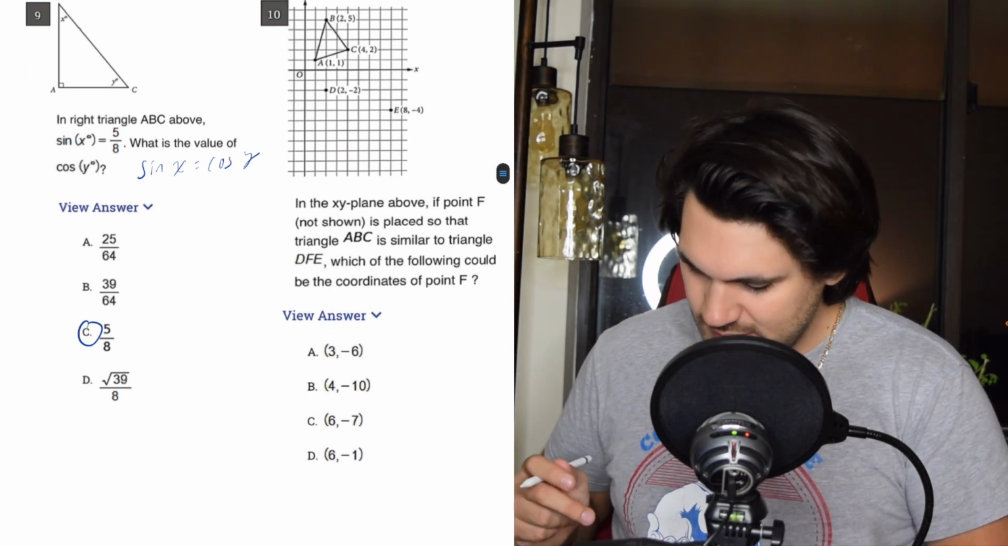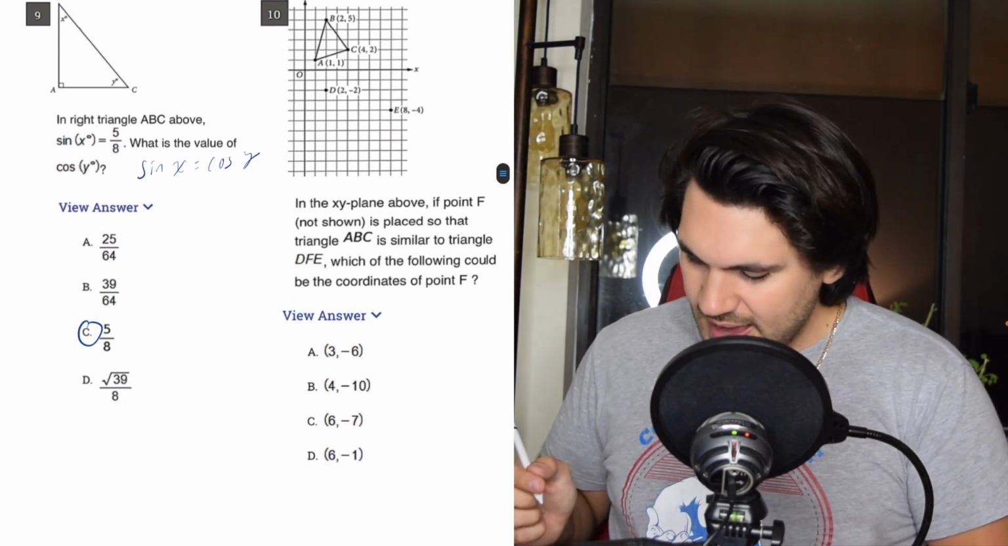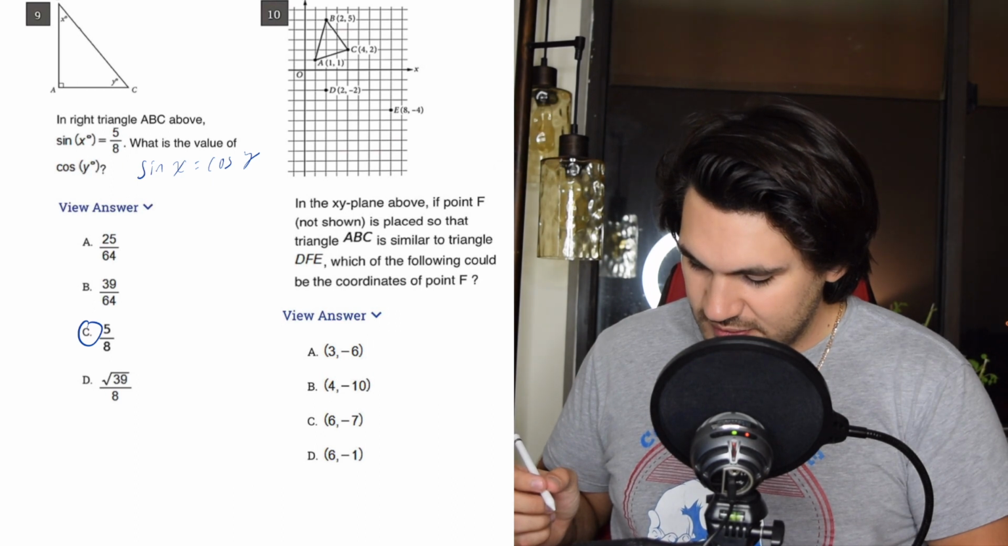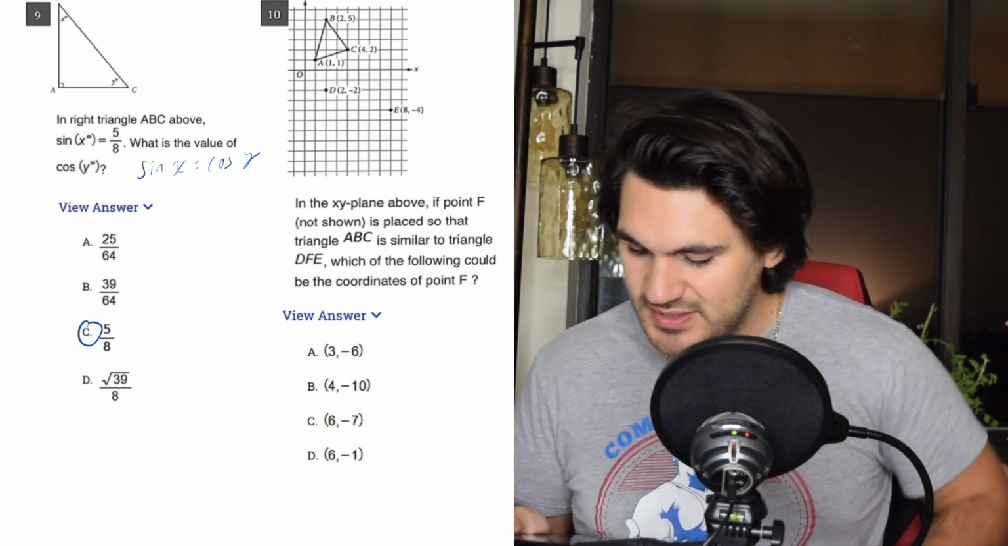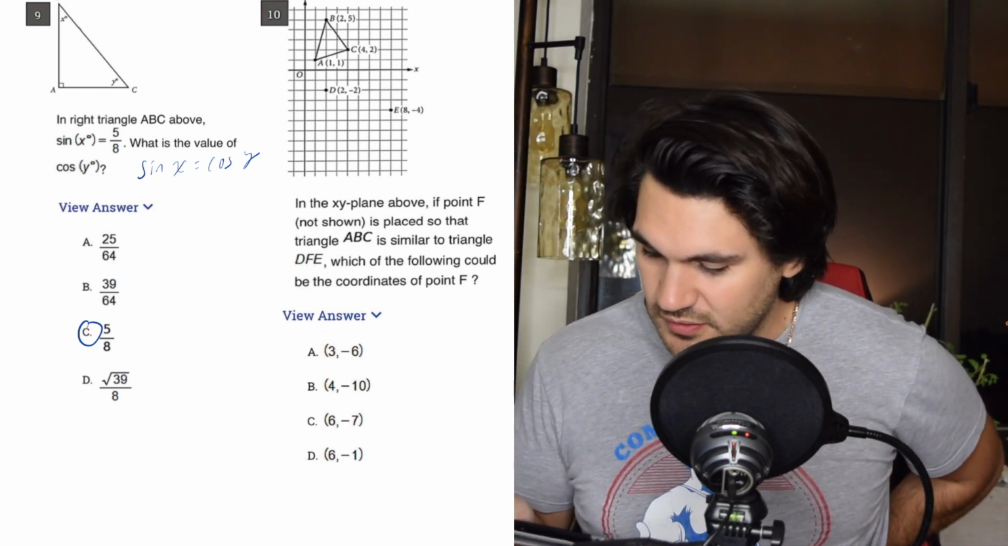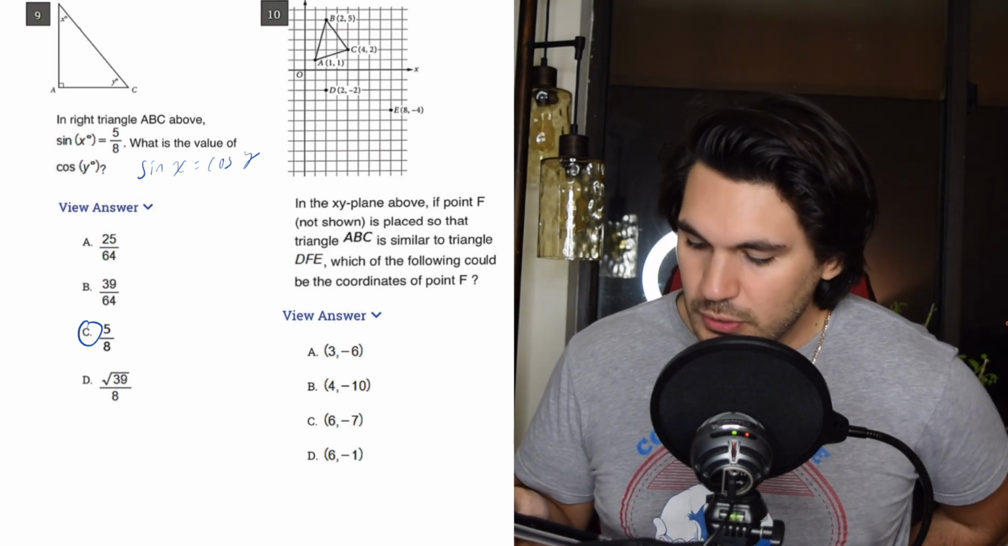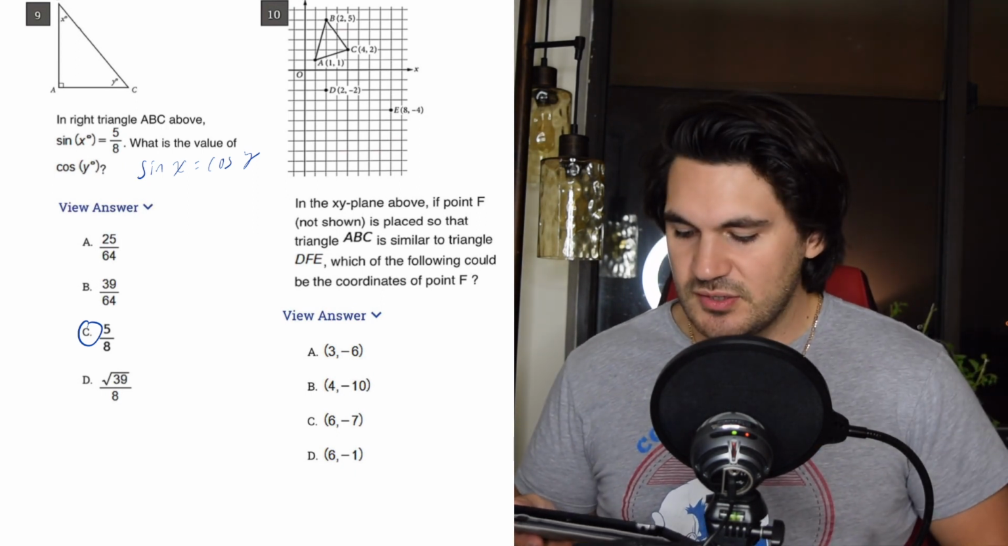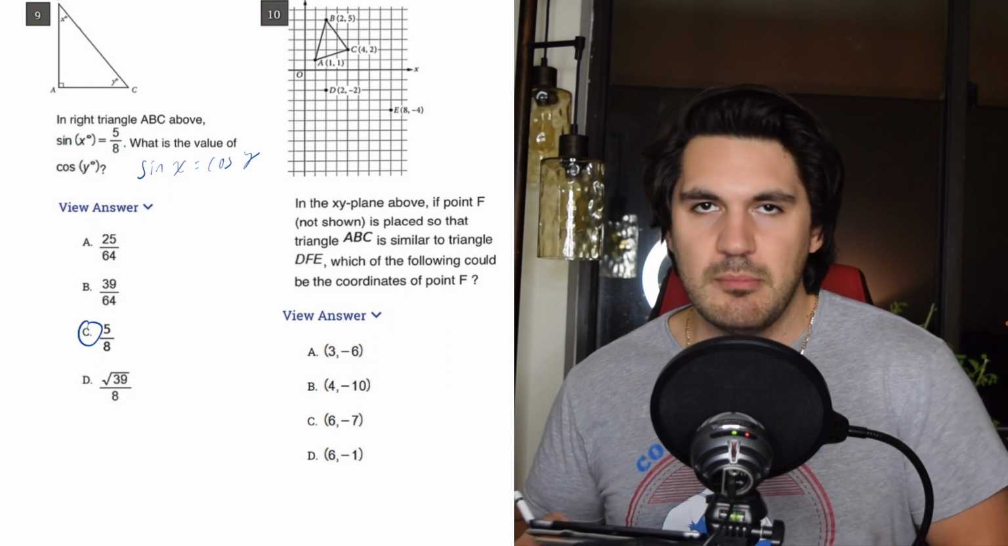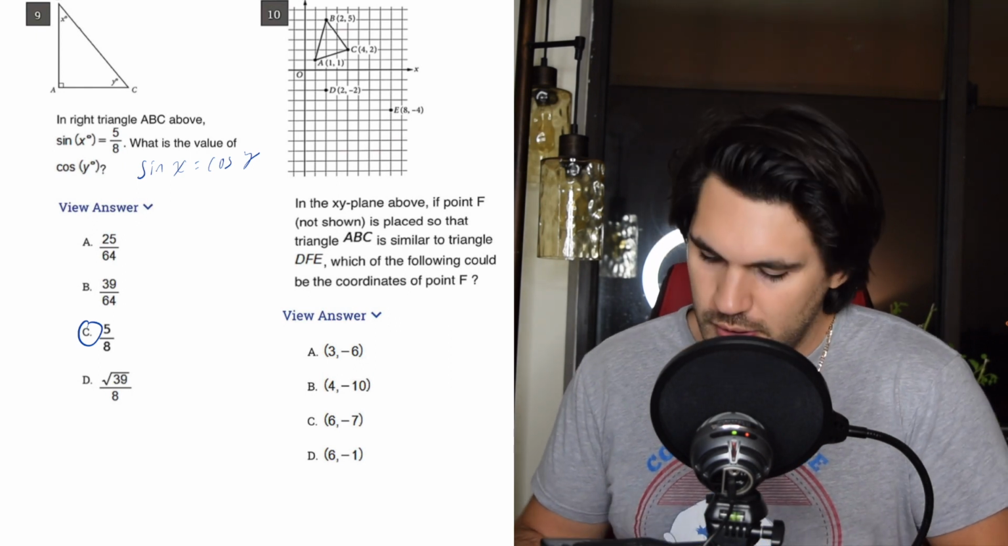Number 10. Okay, in the xy plane above, if point F is placed so that the triangle ABC is similar to DFE, which of the following would be the coordinates of point F? So if they're similar, basically what that means is they're going to look the same. One is just going to be bigger than the other.